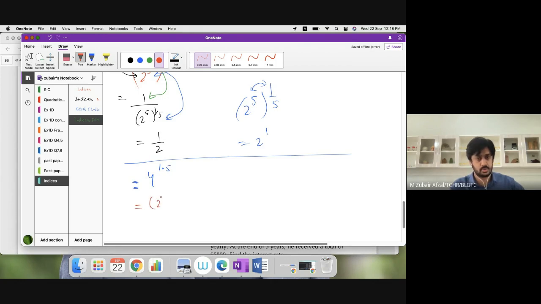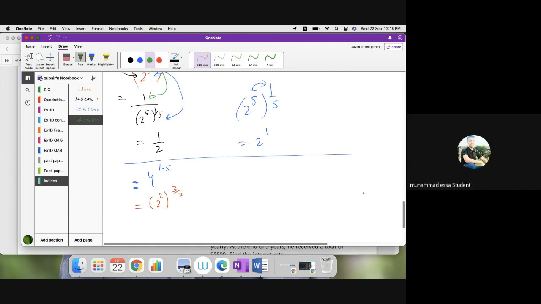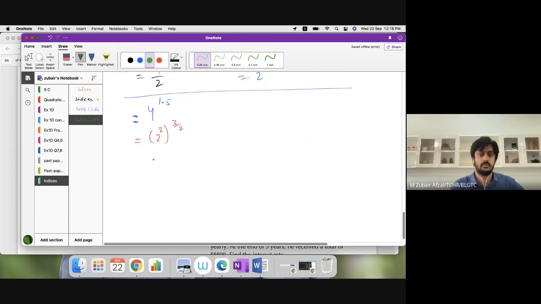This is 2 raised to power 2, and 1.5 is 3 by 2. Do you agree? Yes sir. So when we multiply these powers, we are left with 3 only, and 2 cubed is 8. Is that clear?